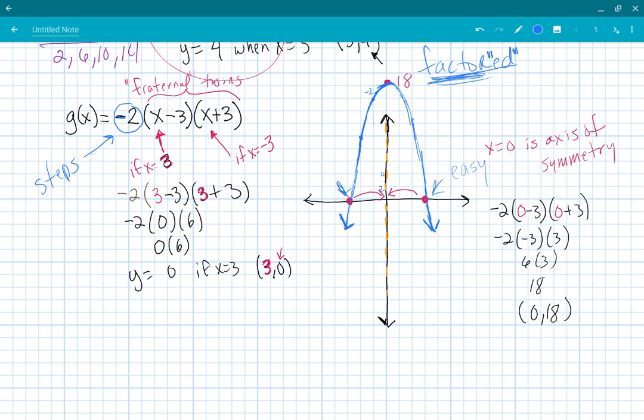And then from there you've got to find the middle of them, and then you're going to find the vertex. Okay. And then you can do the steps from the vertex. All right.